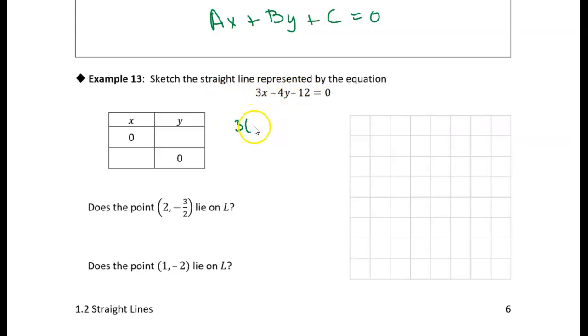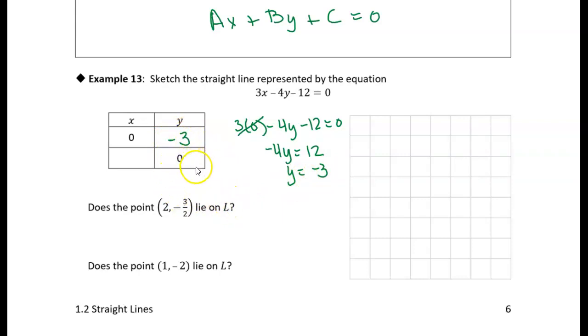So I get 3 times 0 minus 4y minus 12 equals 0. All right, so this just goes away. I can add 12 to both sides. I get minus 4y is equal to 12. Right? And then y has to be minus 3. Okay, so that's my y-intercept.